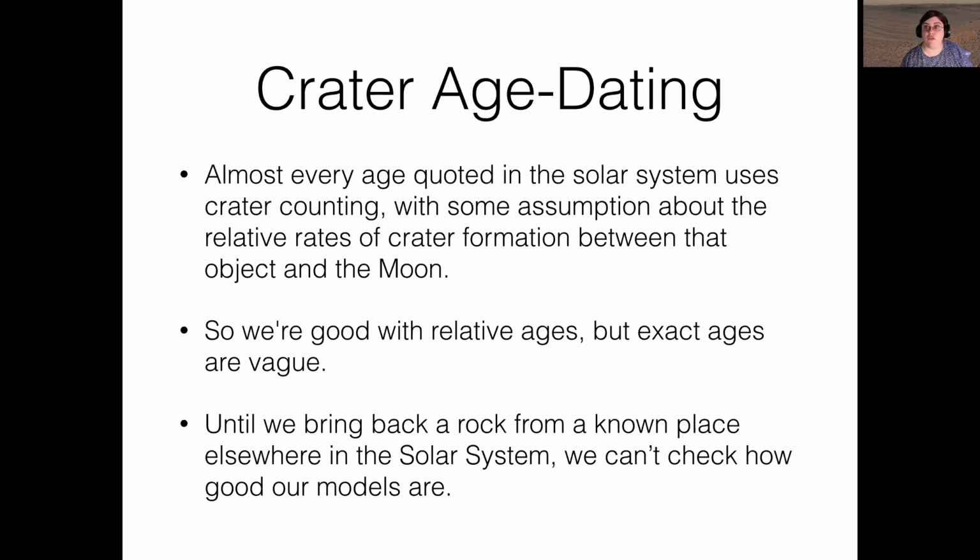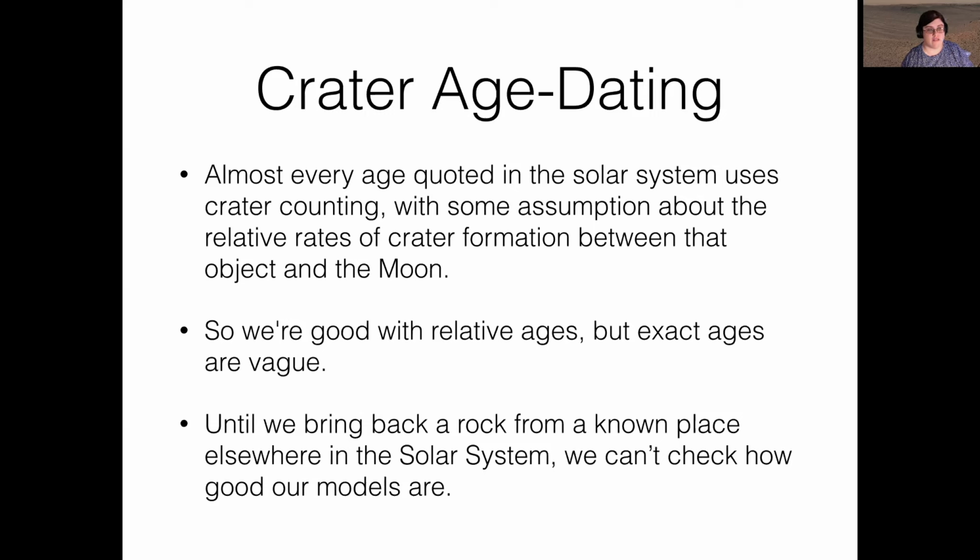So pretty much if you see an age in the solar system that's not on the Earth or the Moon, it is based on crater counting, almost certainly. You do have to make, again, some assumption on how the rate of crater formation on the Moon relates to Mars, and to the outer solar system. And until we bring back a rock from a known place elsewhere in the solar system, we can't really check how good our models are.